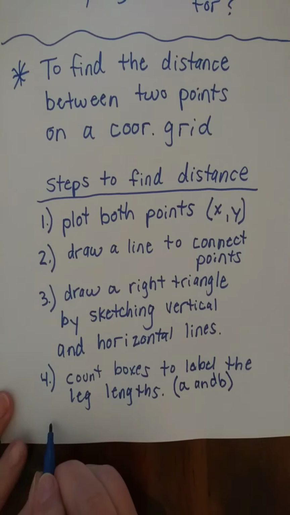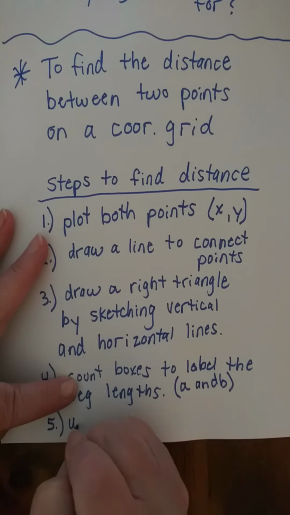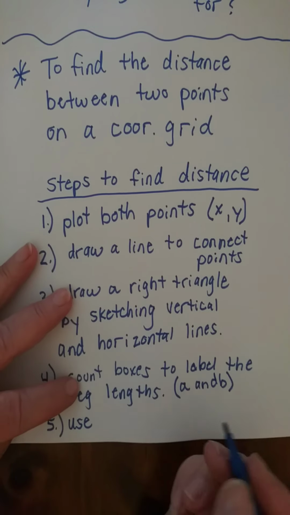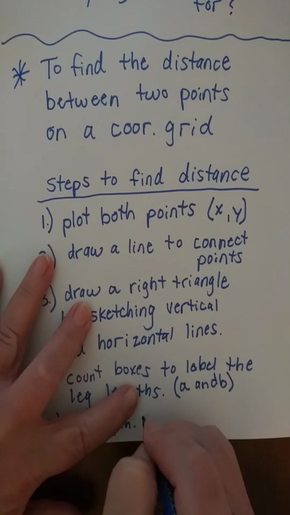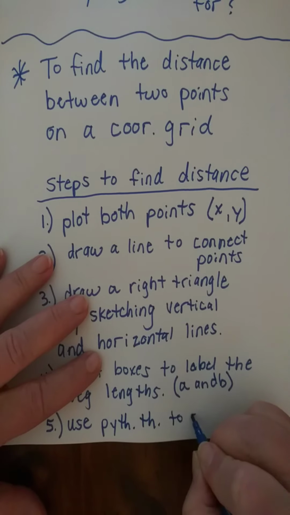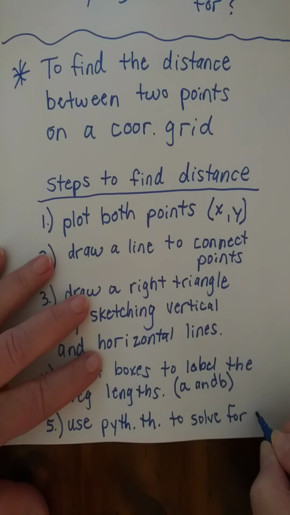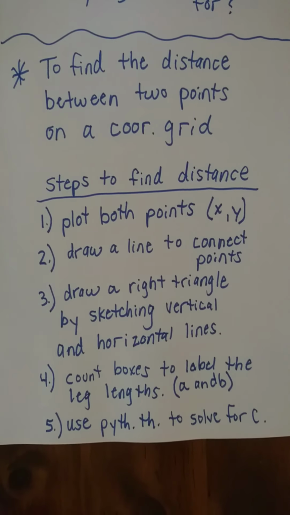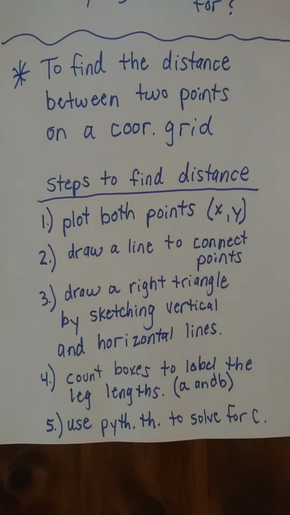Finally, the last step, number 5, use Pythagorean theorem to solve for C. Let's abbreviate our Pythagorean theorem here. Pythagorean theorem to solve for C. Okay? All right, so that's our 5 steps. So now we're going to try this, okay?